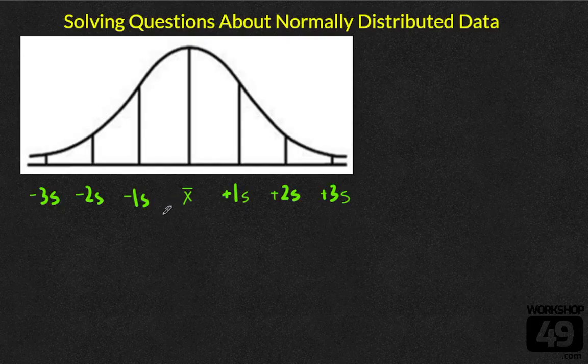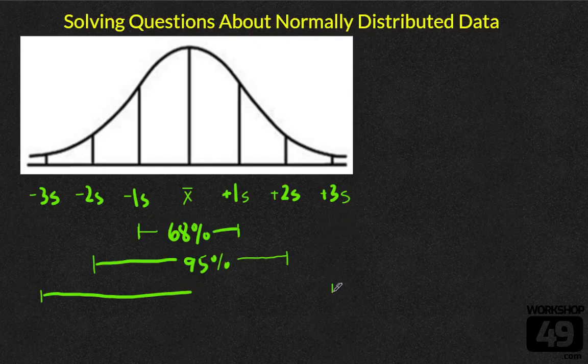And even in class, if you've been studying this, you should know that these have very special values, where from minus 1 to 1, it actually contains 68% of the data, and from minus 2 to 2, it contains 95% of the data, and from minus 3 all the way up to positive 3, it contains 99.7% of the data. But what I'm going to be looking at here today is how we can actually cut this up and fill in each of these little parts.